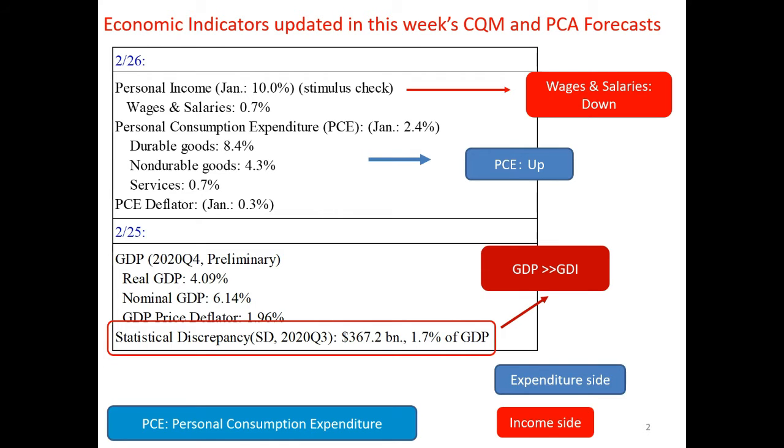On the expenditure side, PCE has been modified upwards, but on the income side, wages and salaries have been adjusted downwards. Importantly, the statistical discrepancy in 2020 Q3 was calculated to be 367.2 billion.